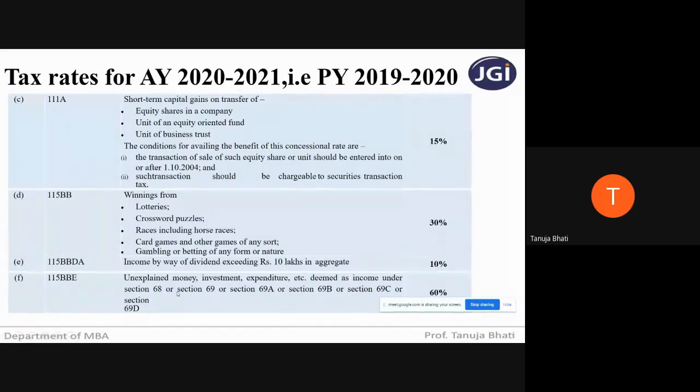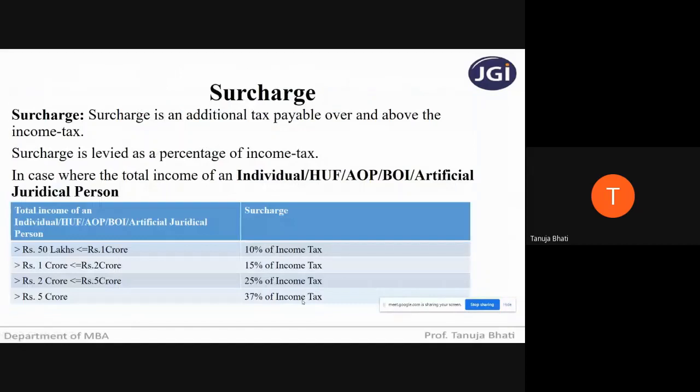Now, what do you mean by unexplained money? Suppose the assessing officer comes across an Assessee and catches hold of certain money which he is not able to explain, from where he got it, from where he earned it. There is no proof, there are no documents for that. So that becomes unexplained money. So for that, 60% flat will be charged on that particular income or money which the Assessee is not able to tell the assessing officer from where he got it, what is the source of that income. So in that case, 60% flat will be charged.